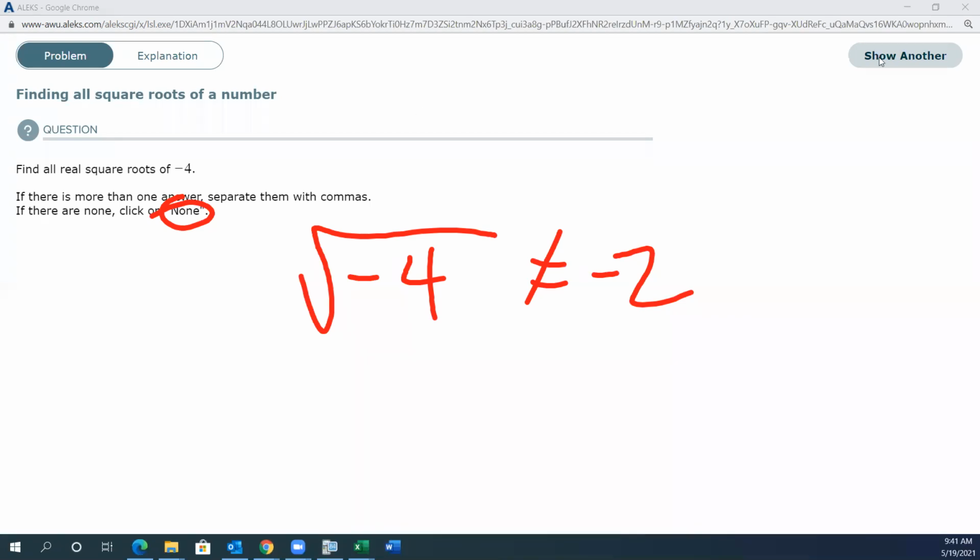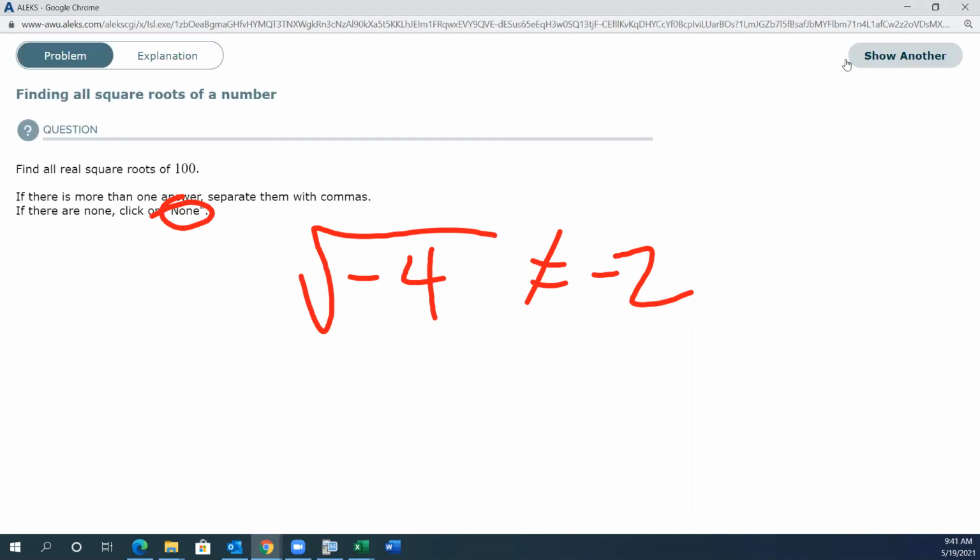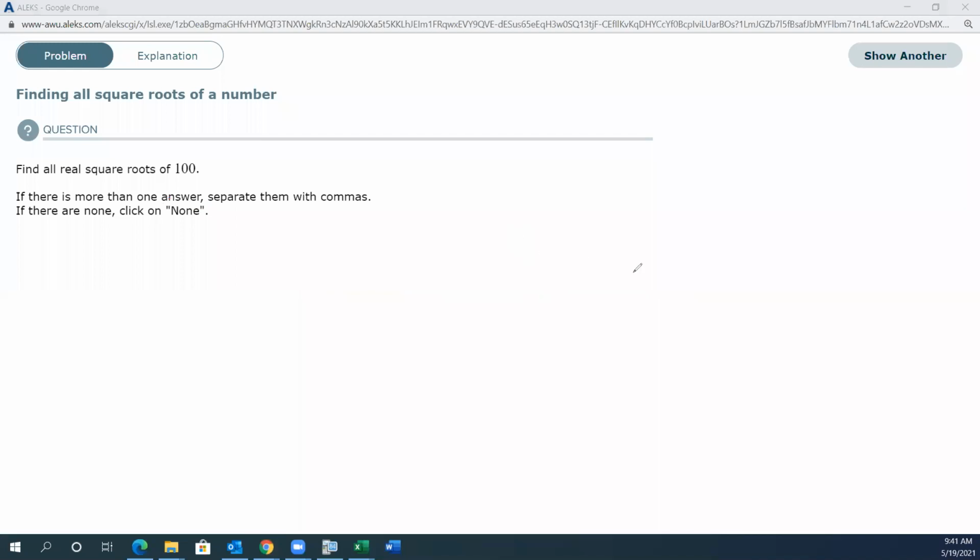Okay, how about another one we haven't already done? There we go. So this one, the square root of 100 would be +10 and -10. It would be both.